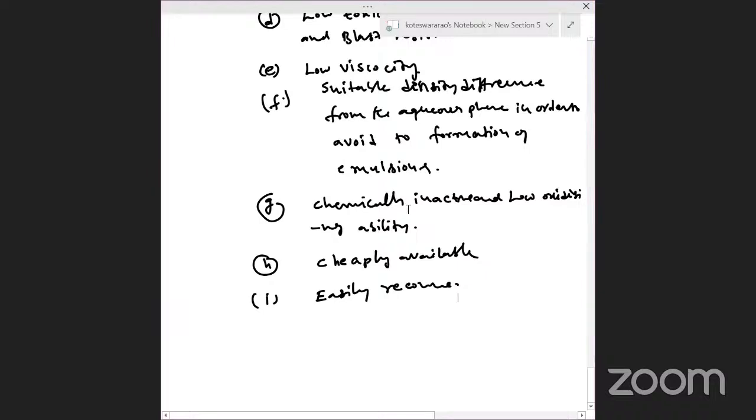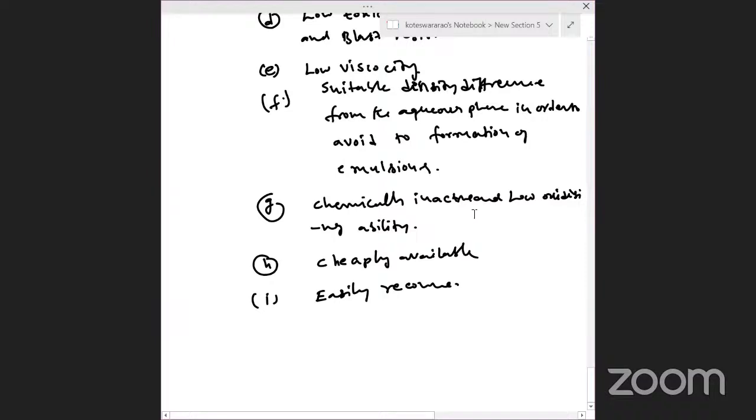Next one is chemically inactive and low oxidizing ability. They should not react with each other. Then only we can separate the solute from it. Therefore, the solvent used in the extraction should not be reactive and should not undergo any chemical association or dissociation reactions. And at the same time, oxidation reactions also need to be considered while you are selecting the solvent for extraction.